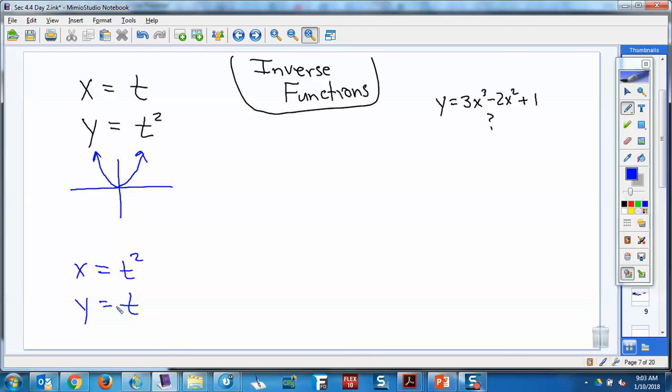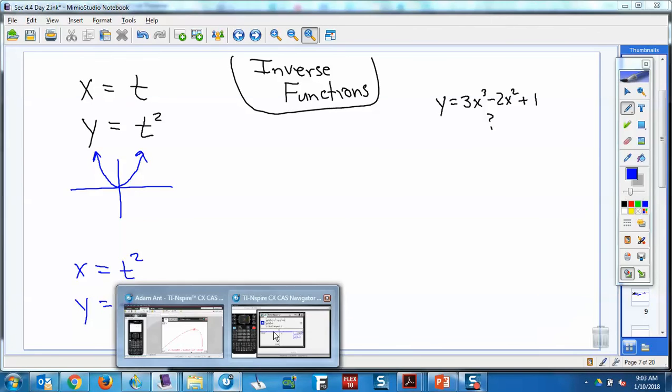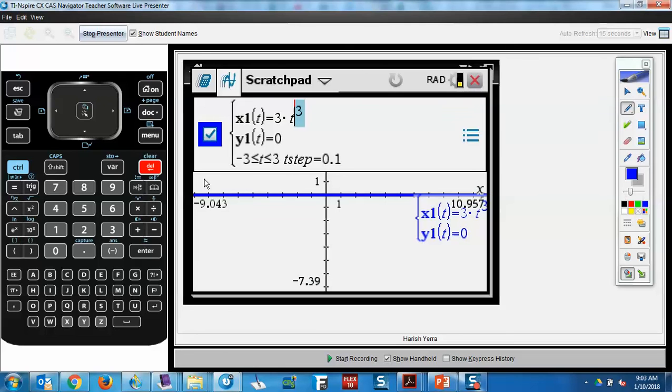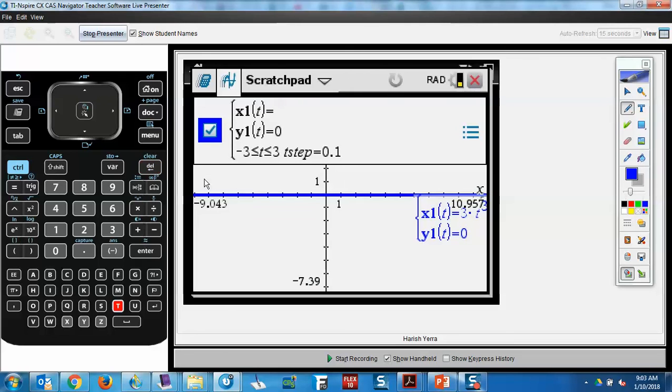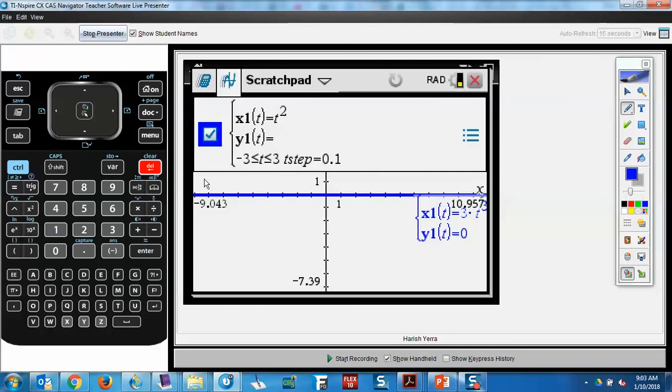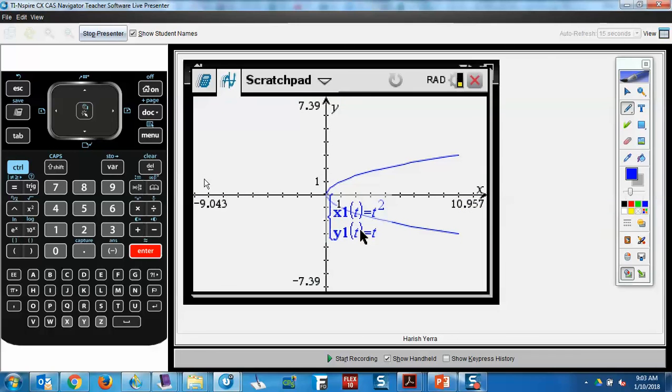Go into the parametric. Delete whatever graph you have in there now. Go into parametric mode and do that. Just interchange the x and the y. So just put t squared there and put t down there and hit enter. Right? And the cool thing about that is you get the whole thing, right? You get both. It's not a function, but it's the inverse of x squared.